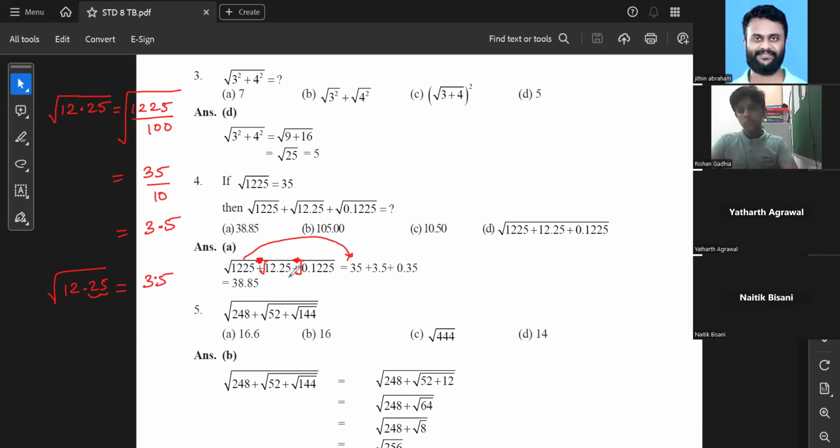So as I was discussing, the first one I have already told you. In this case 12.25 becomes 3.5. So I've written 3.5 over here. And for the next one also, I've already given you the technique. So for 1225, forget that there is a decimal point. It is only 1225. So what will you do with this?